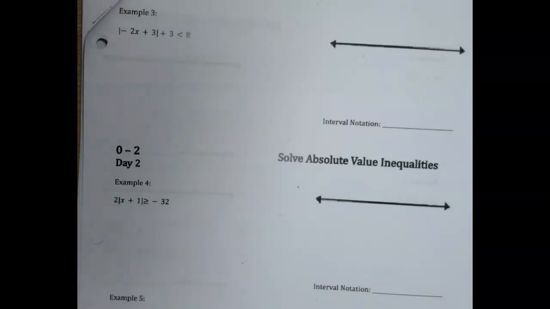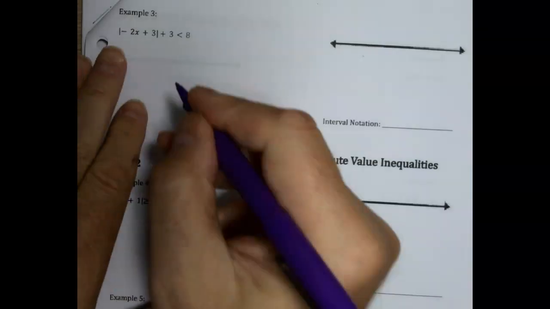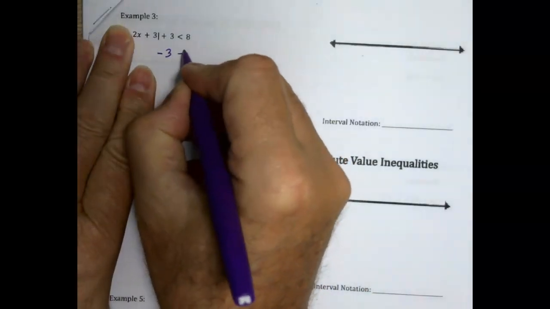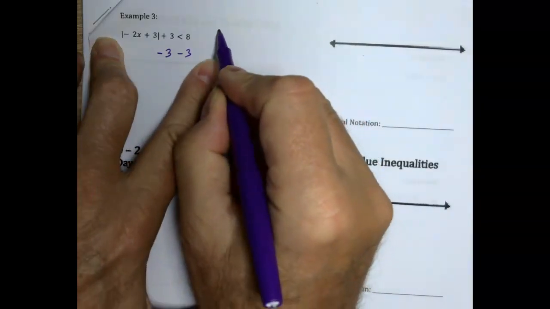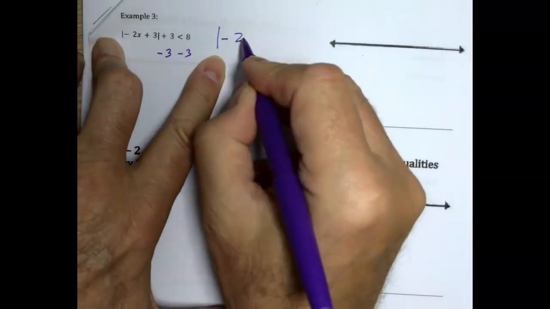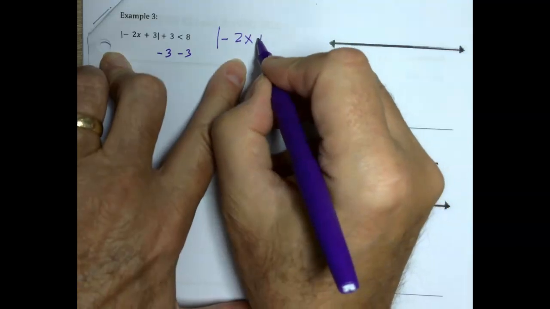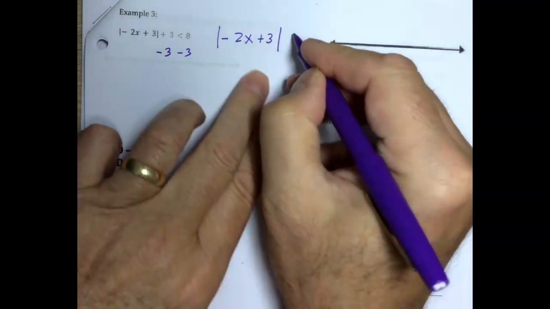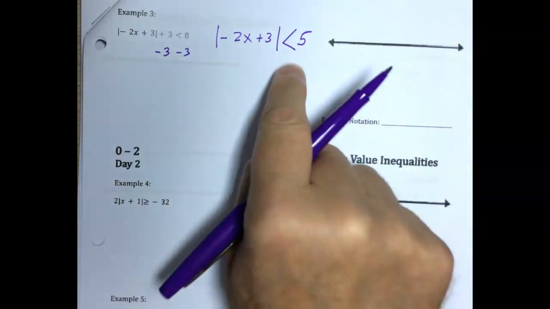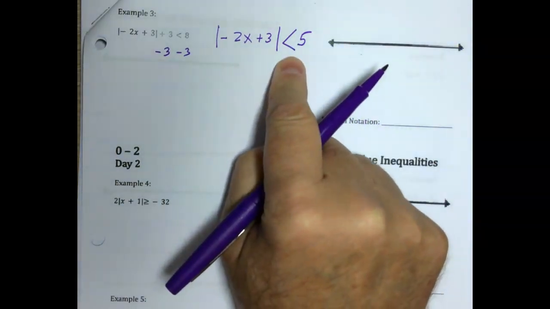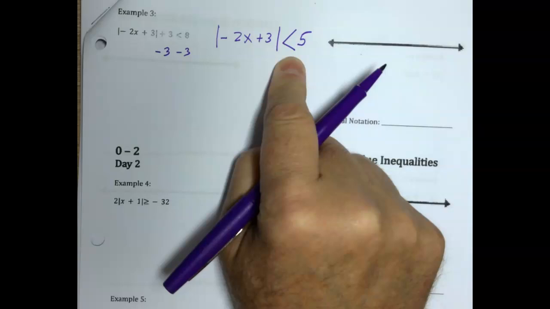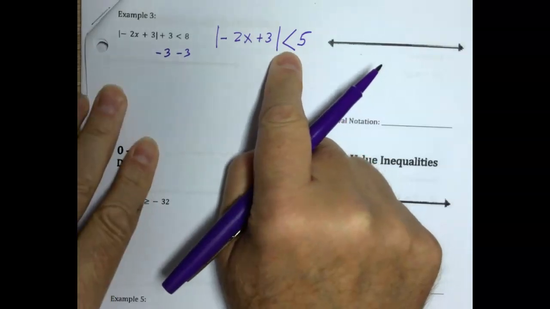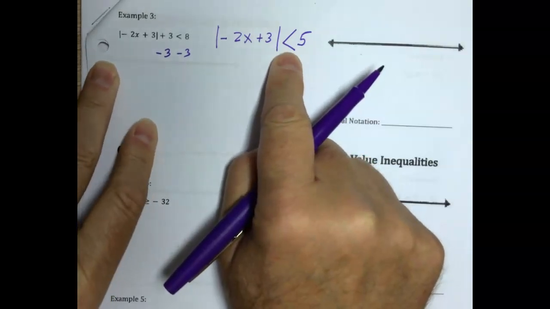Remember, we always have to get the absolute value by itself. Okay? So I'm going to subtract 3. Then that gives me the absolute value of 2x plus 3 is less than 5. This is less than, so this tells me right now it's an "and." Always get your absolute value by itself first.